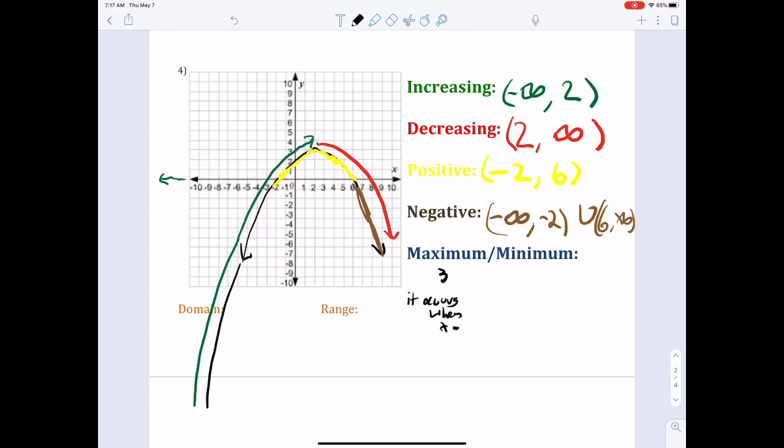Technically, there's no minimum value. You might want to say negative infinity, but you can't really get to negative infinity, so that's not a minimum value. You would never be able to count to that number.